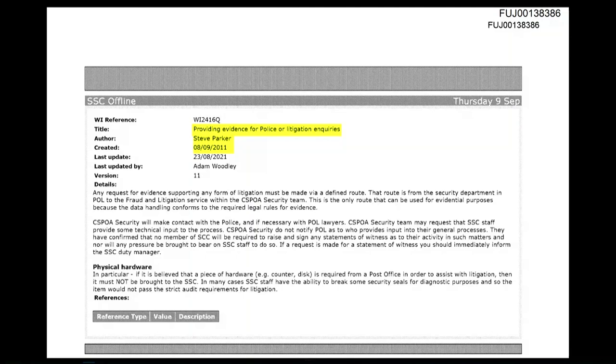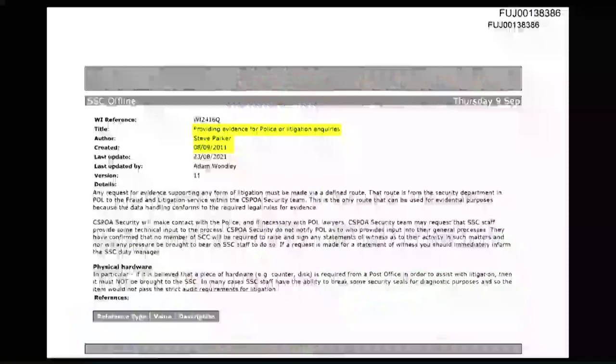Yes, indeed. And that it refers to the fraud and litigation service within the CSPOA security team. For how long had the fraud and litigation service within the CSPOA existed at the time that you wrote this? Or is that a later author's work? I think the responsibility that the CSPOA security team had always been there. I don't remember it being something new. It was the means by which evidence could be obtained, and that was going on while I was both the SSC manager and previously. You see, it's got a capital F and a capital L. Yes, indeed.